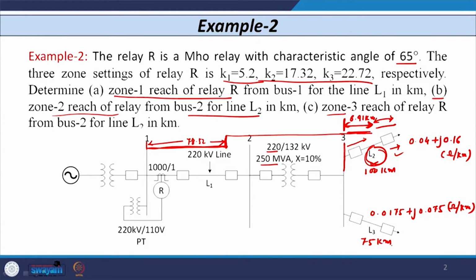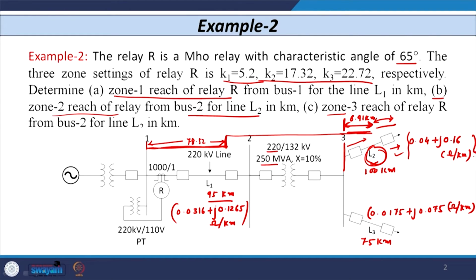This value is in ohm per kilometer and this is also in ohm per kilometer. The length of L3 is 75 kilometer, right, and the length of L1 is 95 kilometer, and we already know its impedance is 0.0316 plus j0.1265. This is in ohm per kilometer, right.